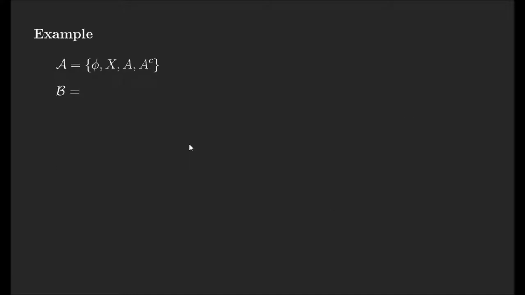Okay, and let's see some examples of the measure space. The first example is a clear, easier example. X is the whole set, and let's suppose A is an arbitrary subset of X, and consider the set: empty set, X the whole set, A, and A complement. It's a subset of the power set, okay? Then this is a measure space, sorry, a sigma algebra.